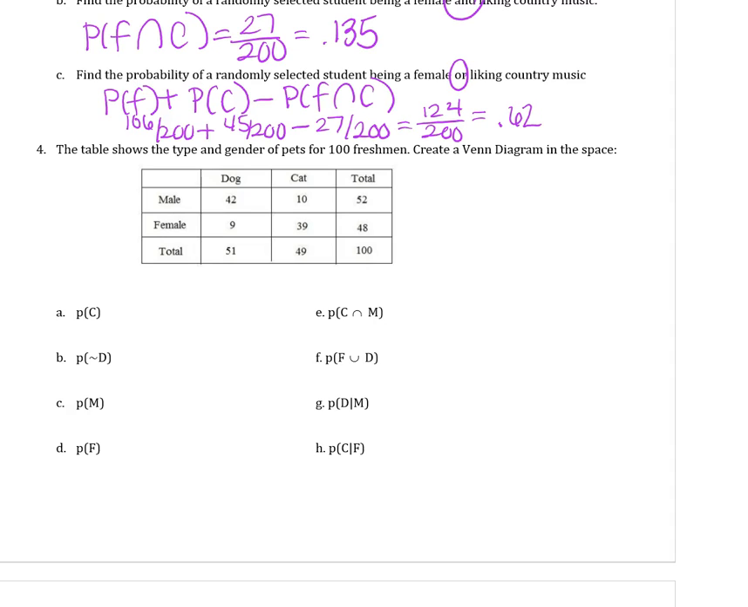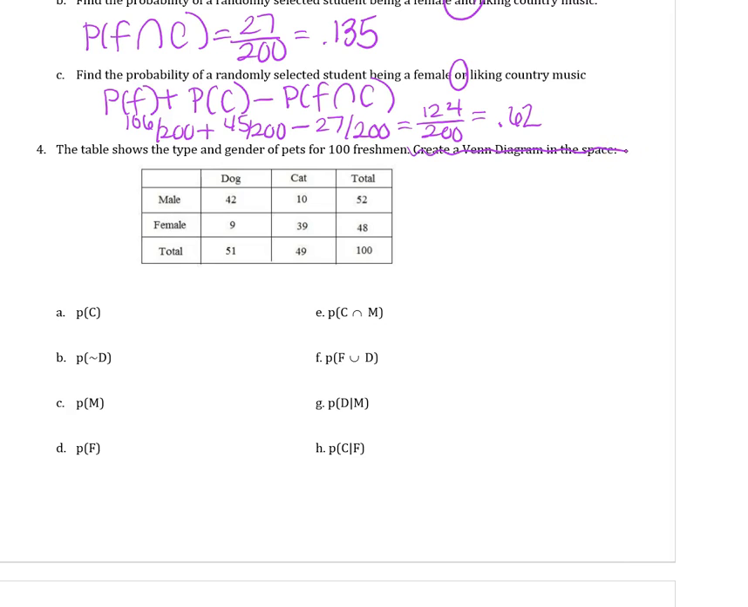Okay, we got another table. We're looking at females and males and what their favorite pet is, it looks like. So this shows the type and gender of pets for 100 freshmen. Create a Venn diagram. Okay, so here are my two circles for my Venn diagram. Actually, never mind, I'm not going to create a Venn diagram.